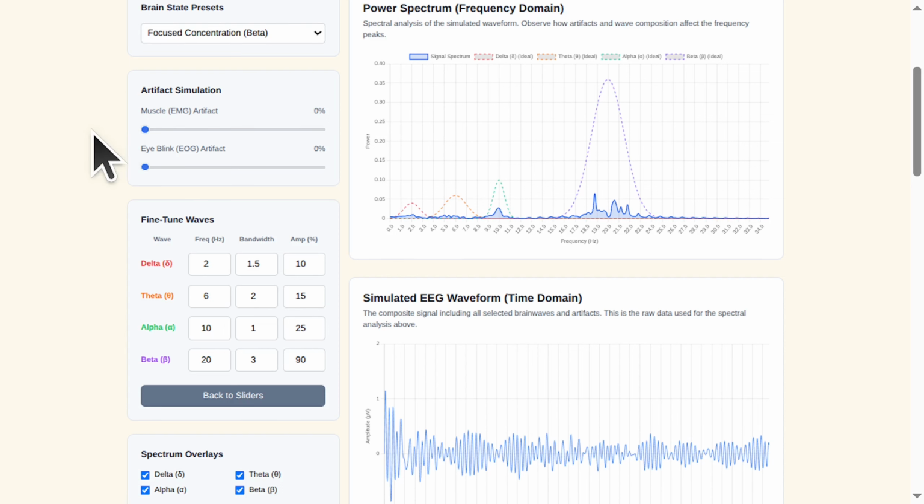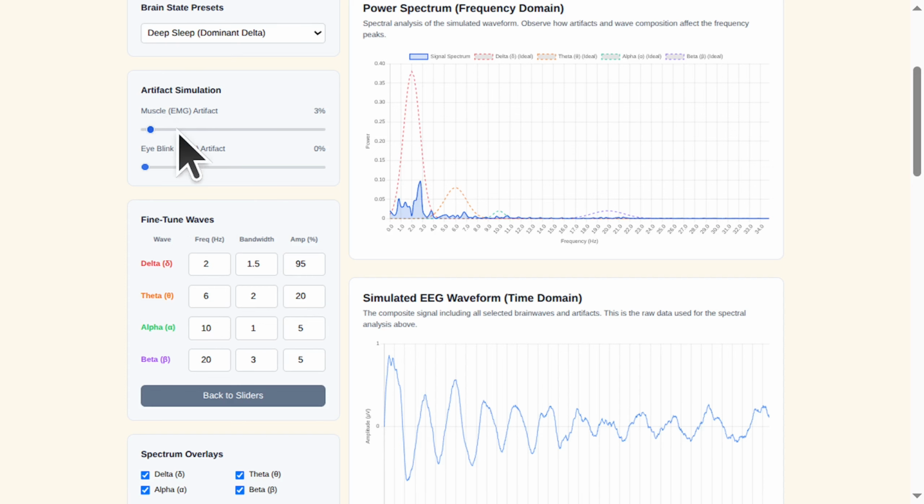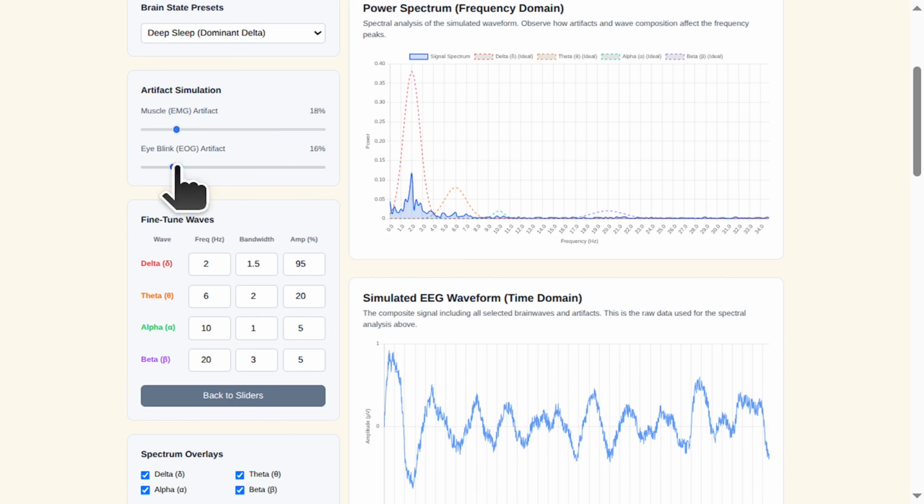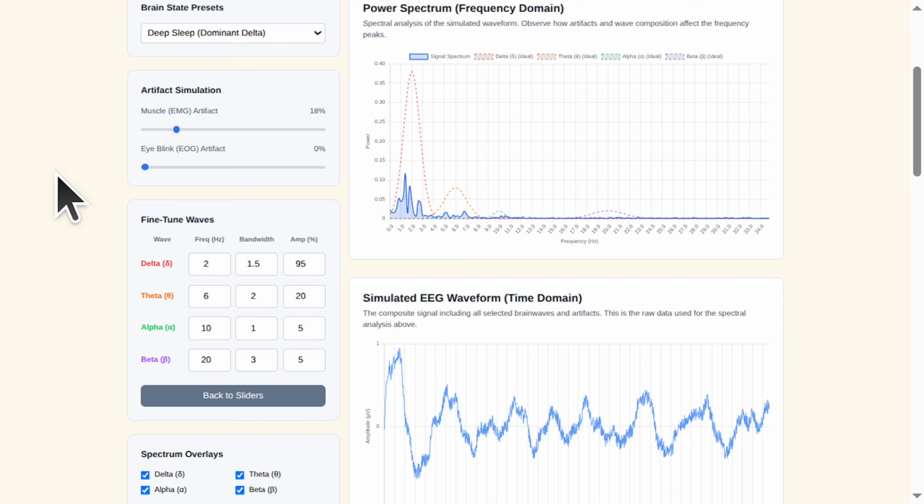So I can crank up the deep sleep preset and see a massive delta spike on the equalizer, and then I can watch the raw signal on the bottom turn into a slow, lazy river. Precisely. And then the fun part, artifact simulation.